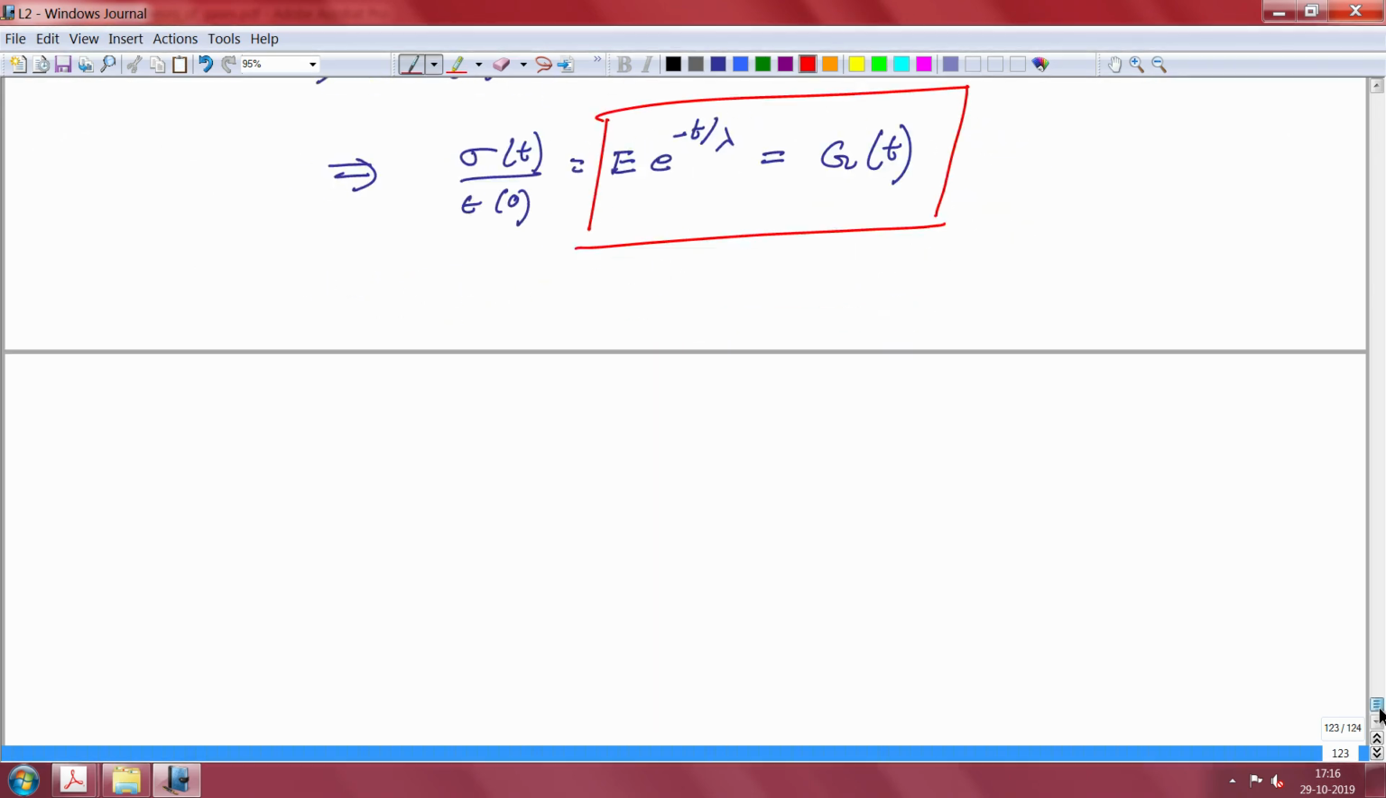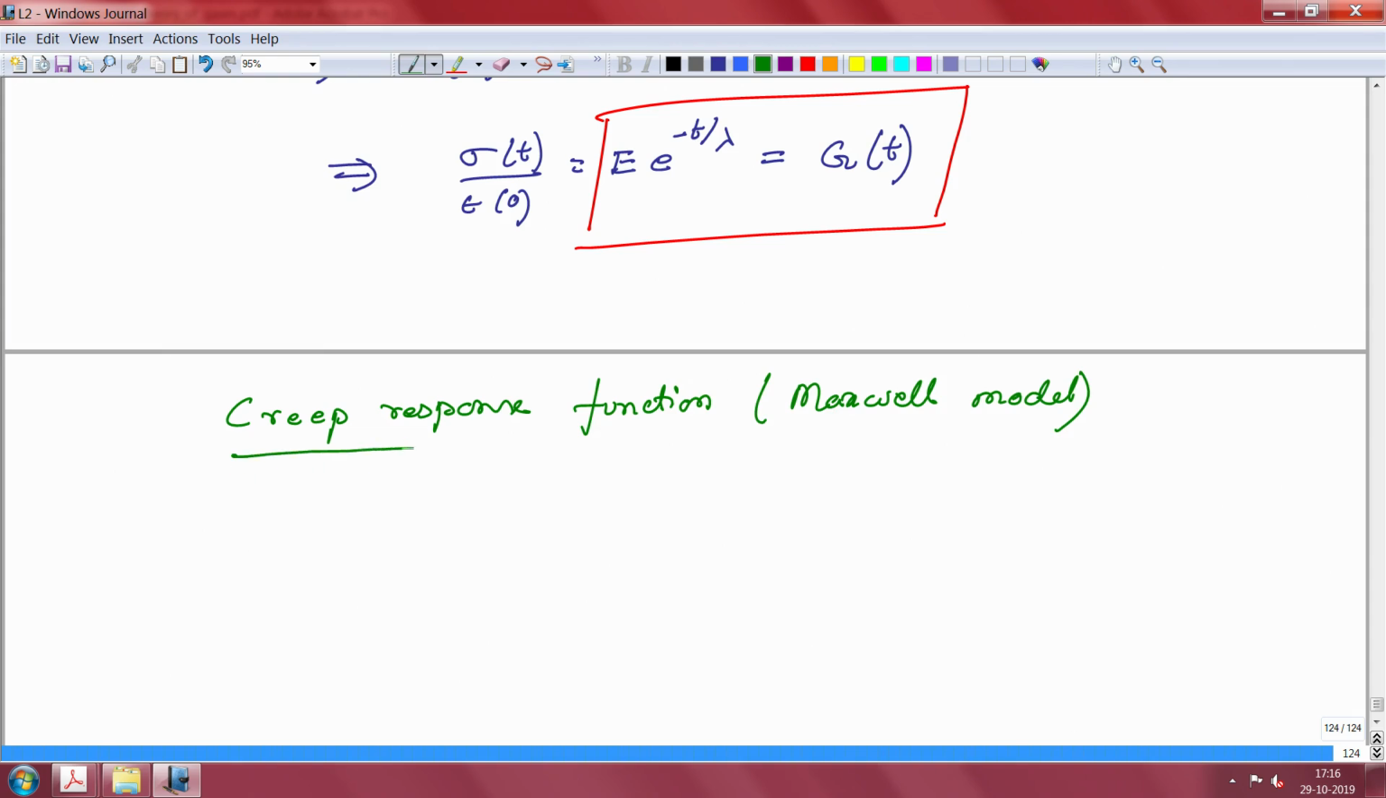So, we have looked at the stress relaxation function, but we know that the other important function is the creep relaxation function, right. So, we should also look at that. So, let's take a look at the creep response function for Maxwell model. Okay. So, here what you are going to do is you are going to apply a stress which is a Heaviside function.